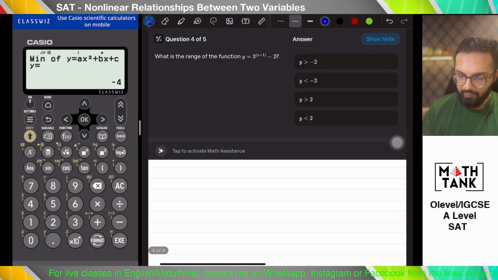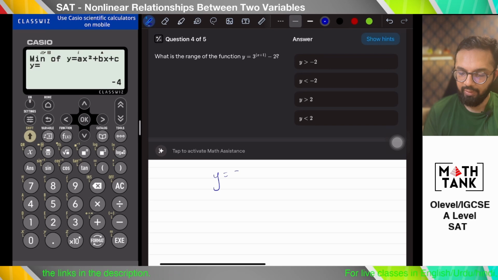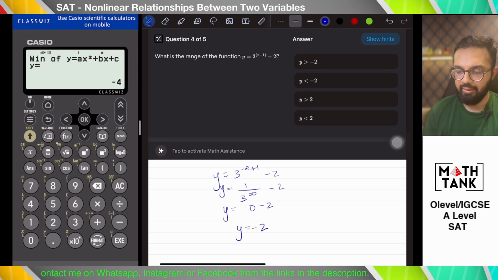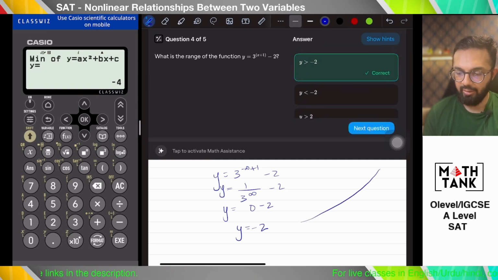What is the range of the function? Again, it's an exponential, so it can stretch indefinitely there. I want to see what it's going to be at negative infinity, so I'm going to negative infinity plus 1 minus 2. To change the negative infinity to positive infinity, I take it to the denominator. 1 over infinity is 0, 0 minus 2, so y = -2. So at negative infinity, it's going to -2, so it's greater than -2. The curve will look like that.